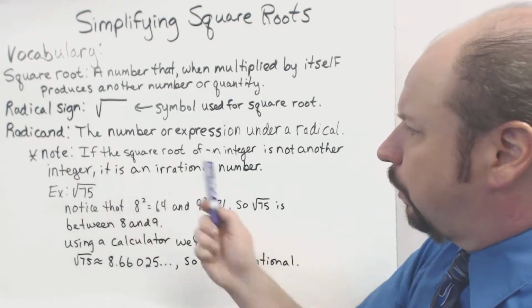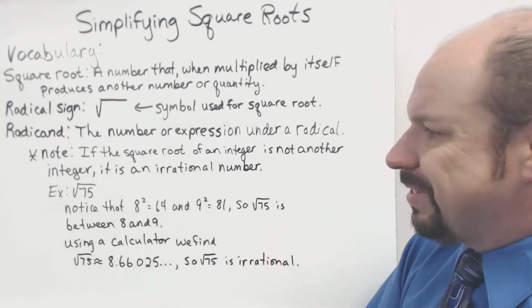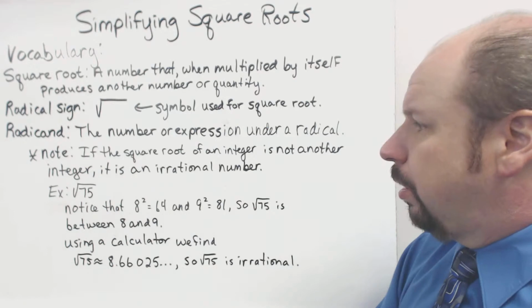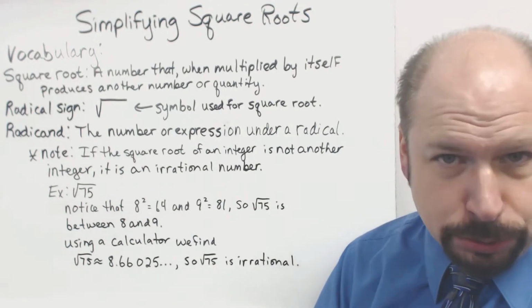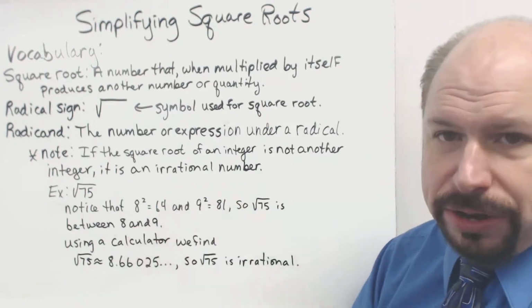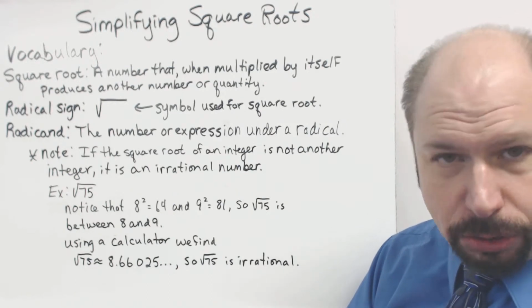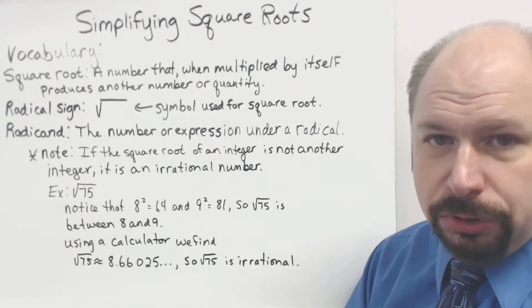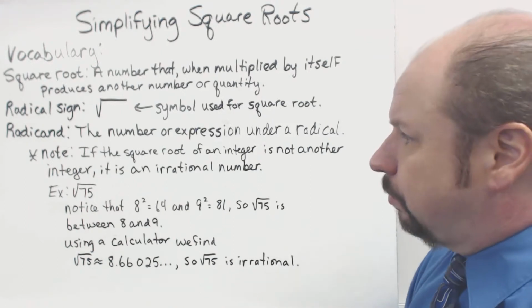Note, if a square root of an integer is not an integer, it is an irrational number. For example, the square root of 4 is 2. Since 2 is an integer, that's obviously not an irrational number. But there is no integer that you can square to get 3, so the square root of 3 is irrational.